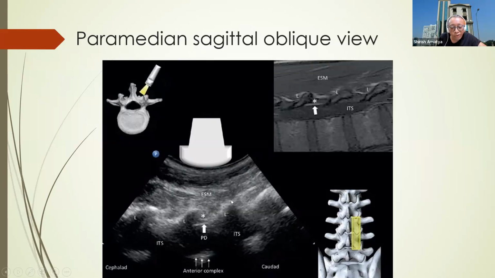And in the difficult epidural anesthesia, we can use this view and put the needle in between the ligamentum flavum and posterior dura, or even put the catheter in this area for the epidural anesthesia.